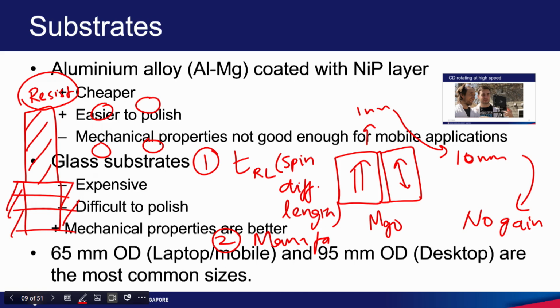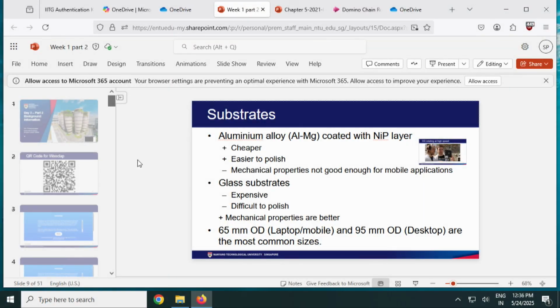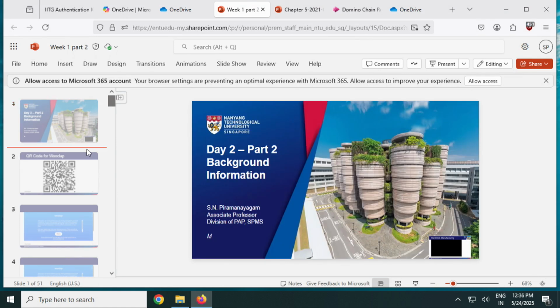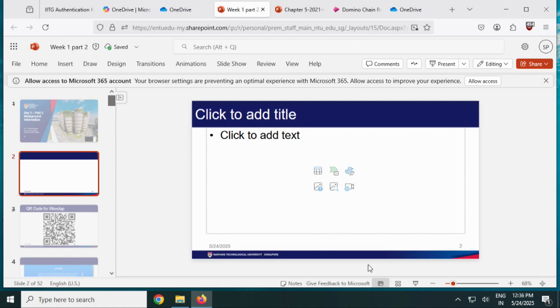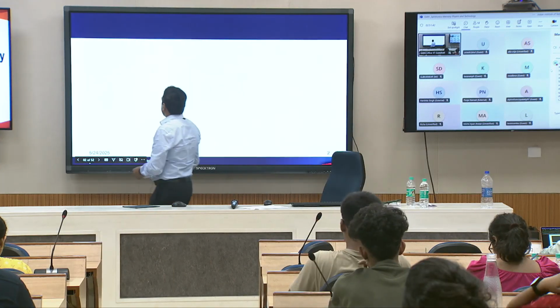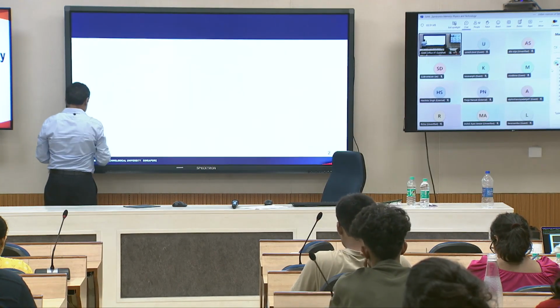Anything else? Can you explain the GMR CPP configuration also? GMR CPP configuration. Okay. Let us say we form a few layers.